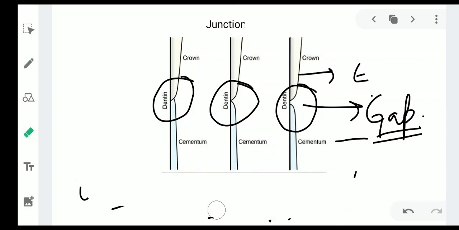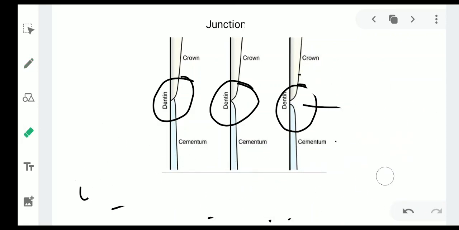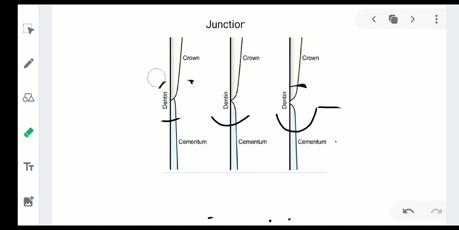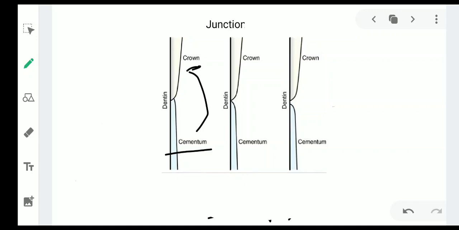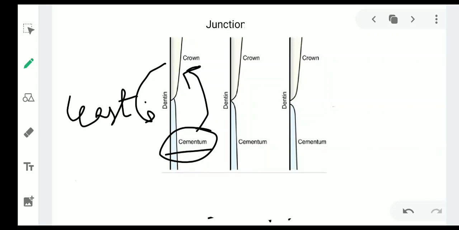Now in case of overlap junction, there are two types. One is the cementum may overlap the enamel or the enamel may overlap the cementum. But the most common type is cementum overlapping the enamel. That is the most common type. And the enamel overlapping the cementum is least found, less than 1%.